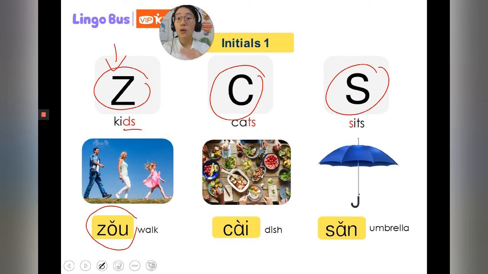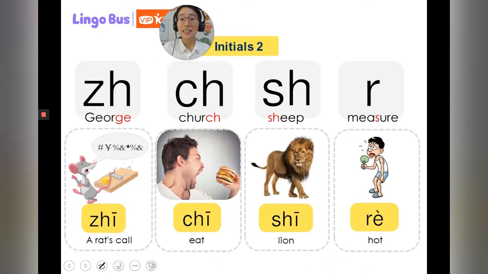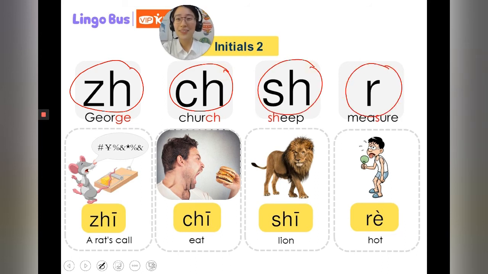Zi. In this syllable, it's 走. 走, that means walk. Can you have a try? 走. Great. The second one is 呲. It sounds like TS in the word cats. 呲. The position of your tongue stays the same. You just let more air come out. 呲. And here we have 菜. 菜. The last one is 思. It sounds like letter S in the word sits. 思. And the syllable is 伞. 伞 means umbrella. Great.